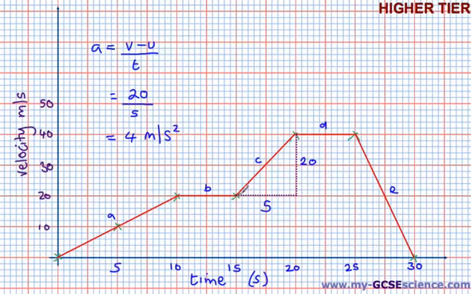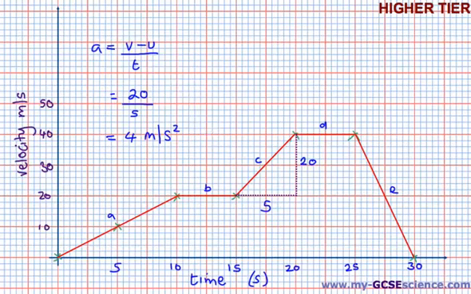Okay, so that's how you calculate the acceleration using the gradient method from a velocity time graph. You could, as practice, work it out for the different sections on the different parts of the graph from the notes if you download it from the website.